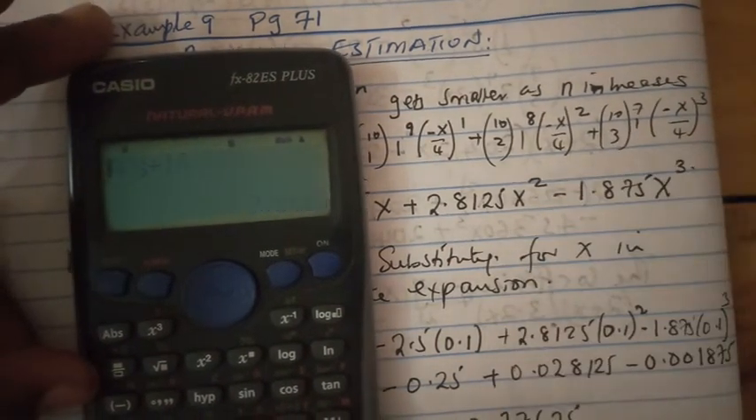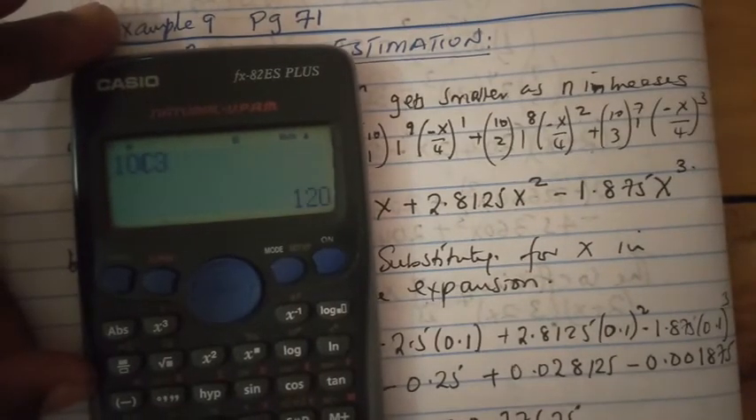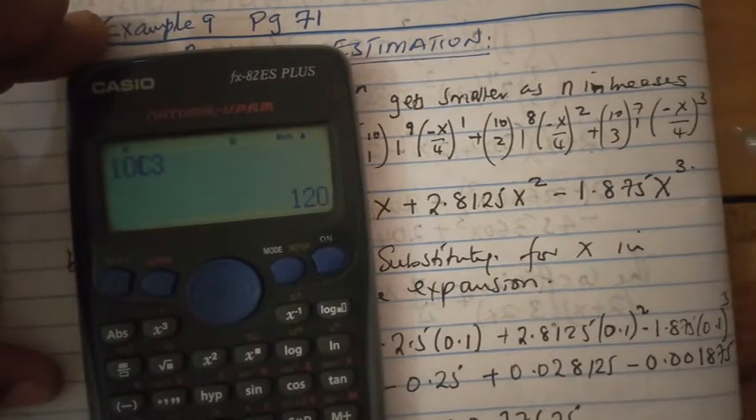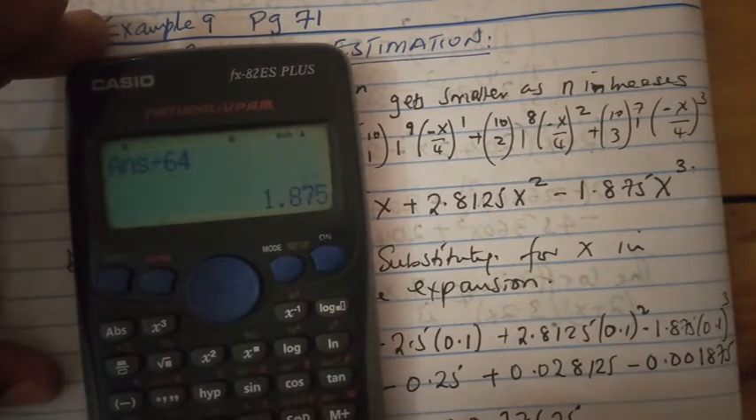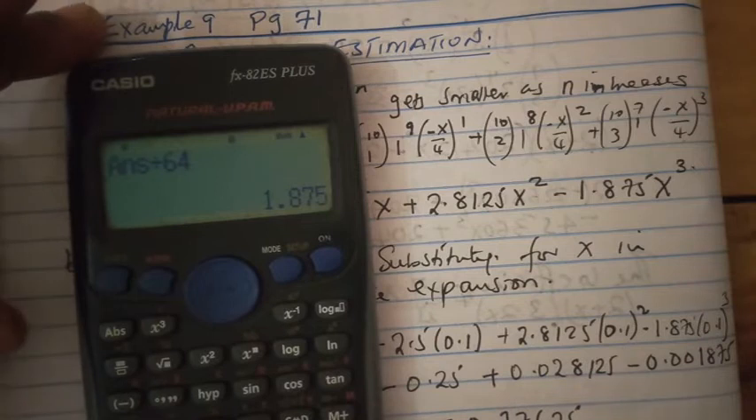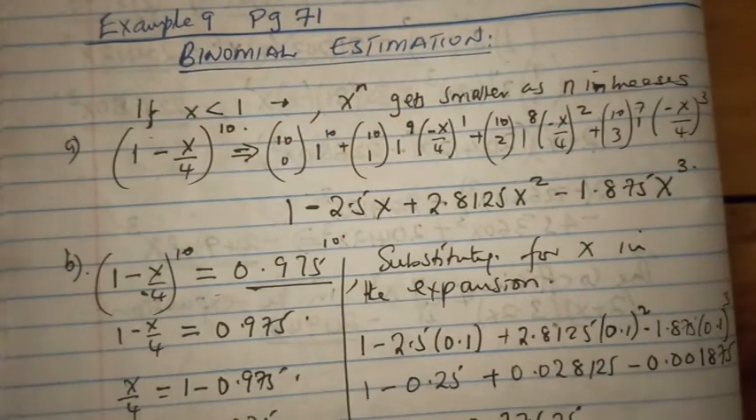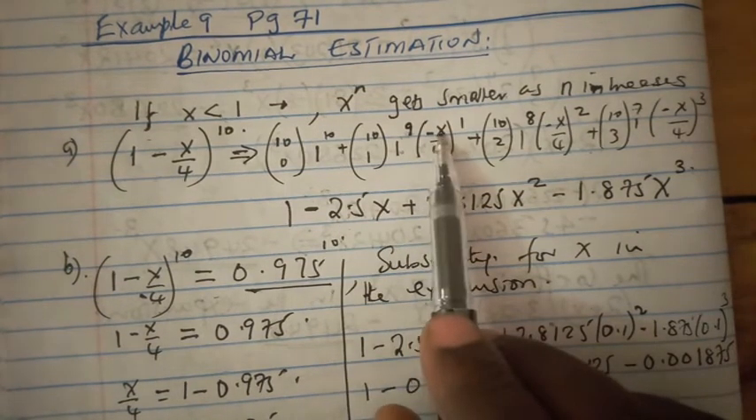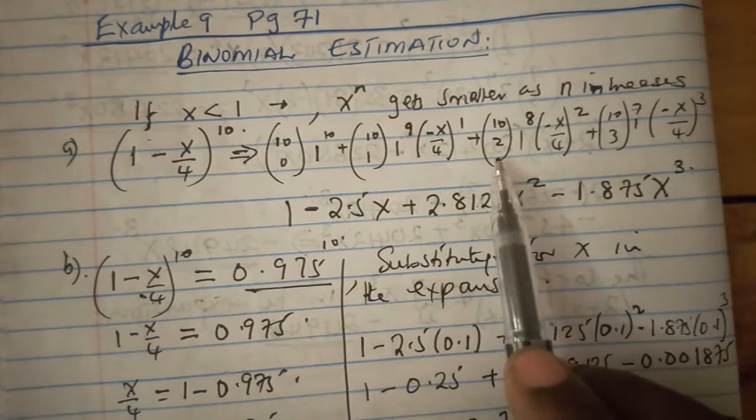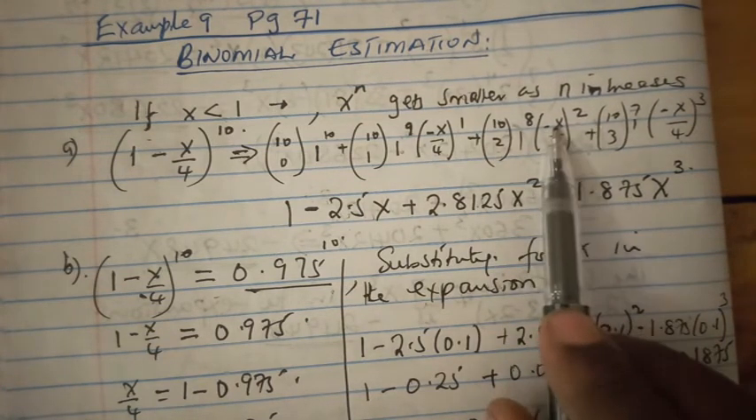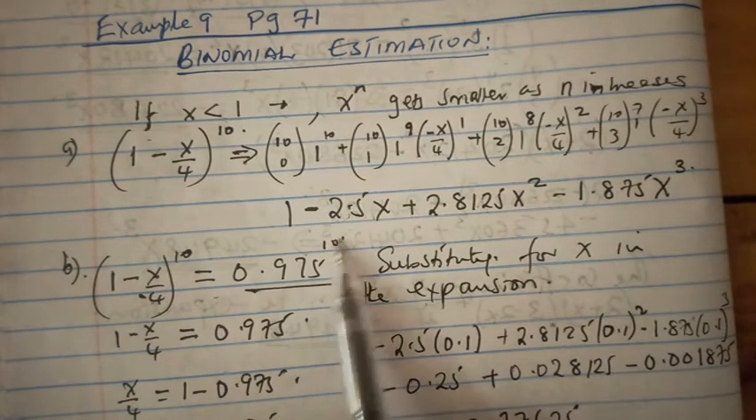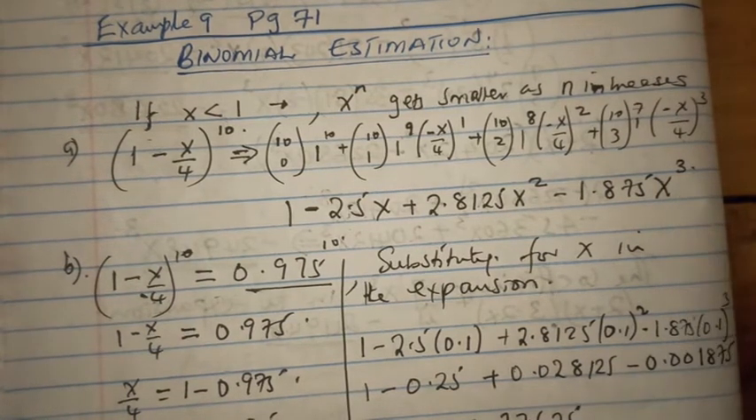The third one, 10C3, we have 120 times 1, and 4 cubed is 64, so dividing by 64, we get 1.875. You should observe the signs. The second term is negative because we have negative x over 4 raised to power 1. The third term is positive because negative x squared is positive. The fourth term is negative because minus x cubed is negative. So we have those 4 terms.